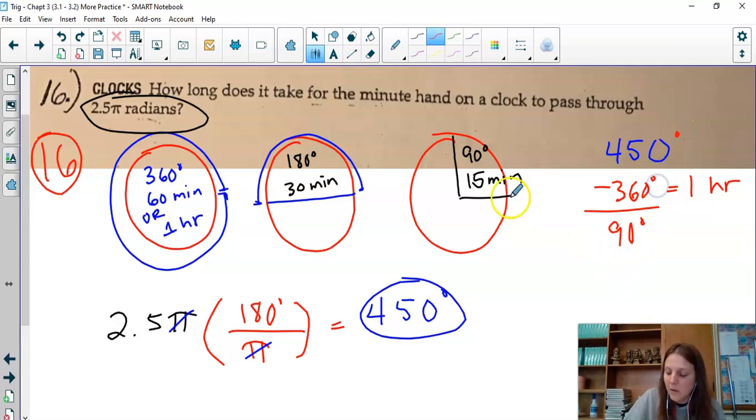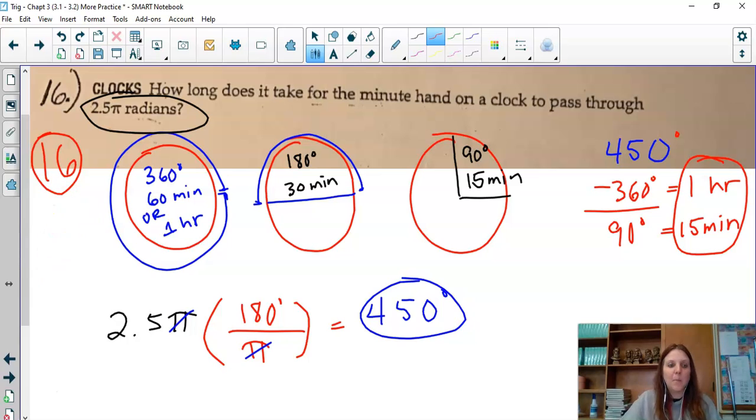Degrees. So if you look at these examples, every 90 degrees was equal to 15 minutes. So far I've gone 1 hour as I rotated around 360. I have 90 degrees left. According to my little cheat sheet here, 90 degrees is equal to 15 minutes. Okay, so this rotation, if I've rotated around 2.5 pi radians, I've rotated 450 degrees, which is 1 hour and 15 minutes.